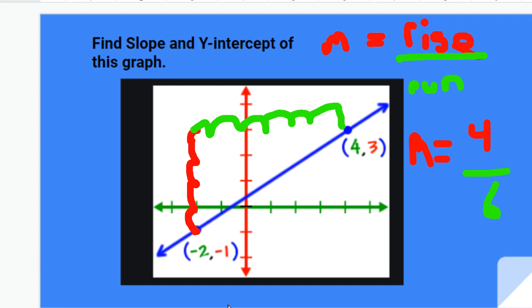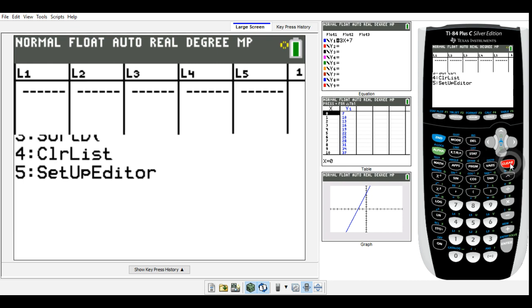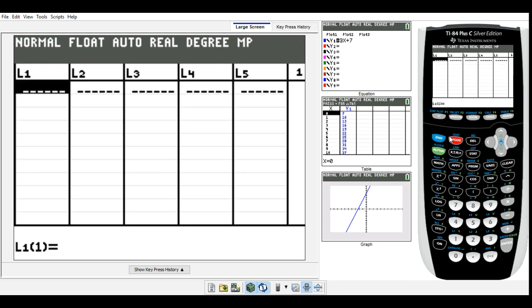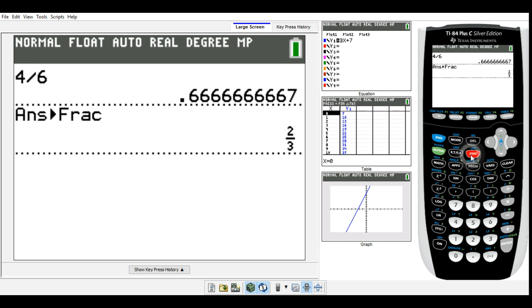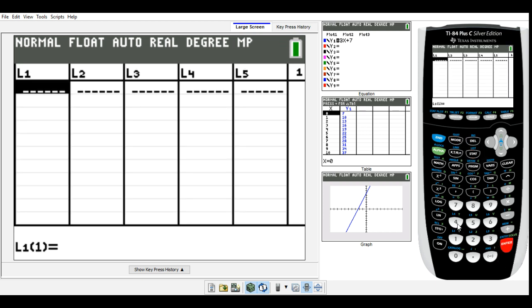Let me change the screen for you so you can follow along. How I get to that is I hit second, quit. If your calculator looks like this, you just hit stat, then enter. Now you're going to type in your points. L1 are your x's: 4, enter, hit the over arrow, 3, enter. Then come back over here, and type in -2, enter. L2 are your y's, so you hit the over arrow and your y is -1.